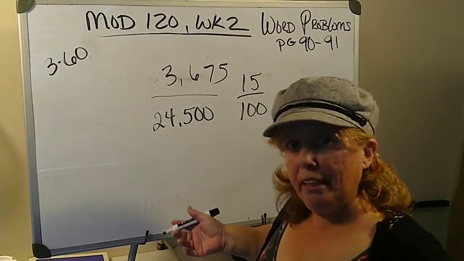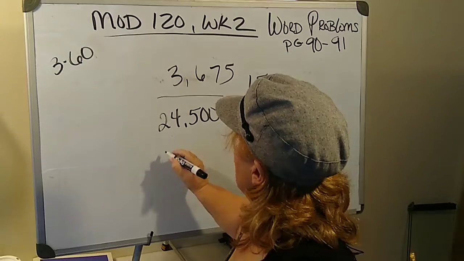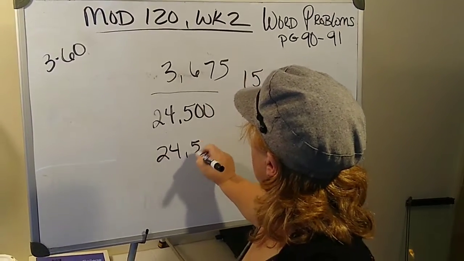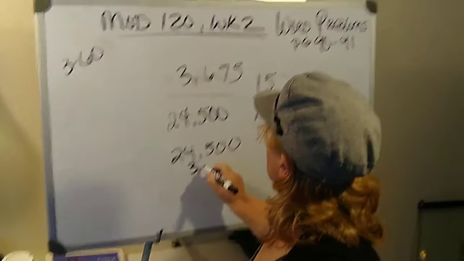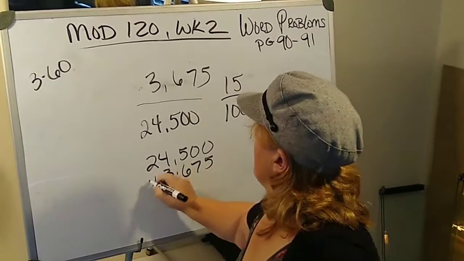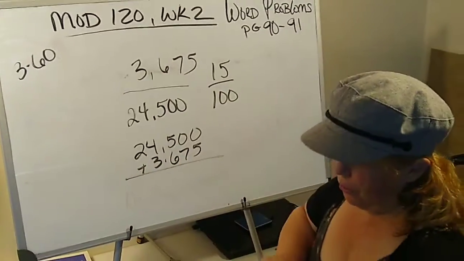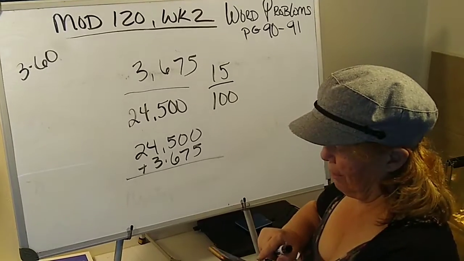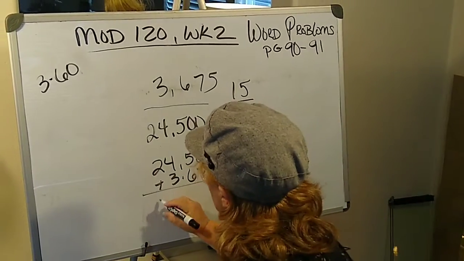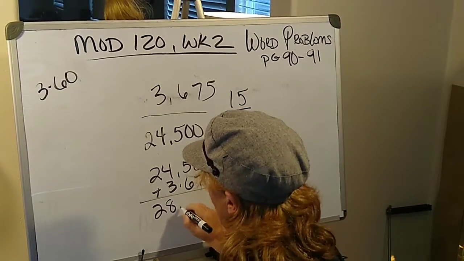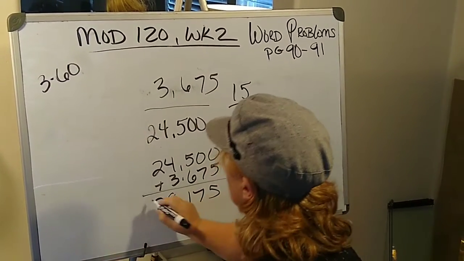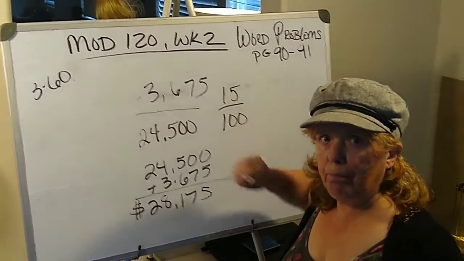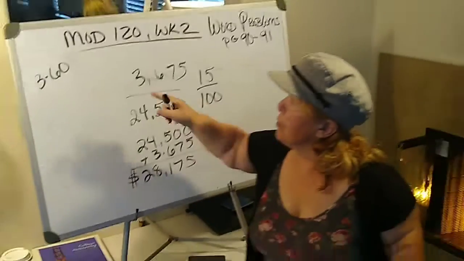So what do we need to do to figure that out? We need to take the amount that the painting was bid at, plus 3,675. Okay, so 24,500 plus 3,675 equals. So the bidder paid a total of $28,175 for the painting. That includes the price of it and the percentage premium. Okay, so that was 3-60.